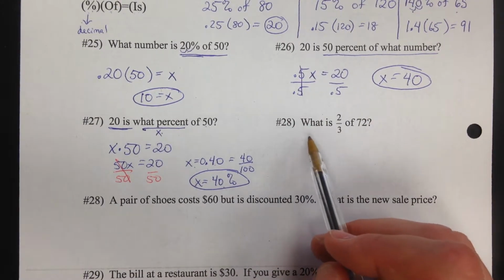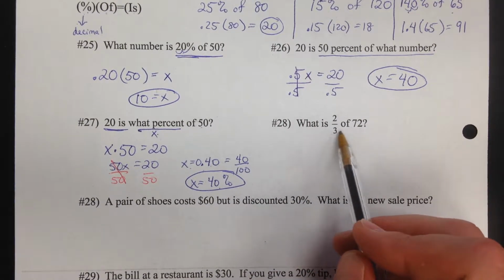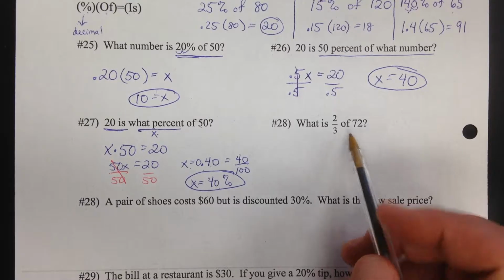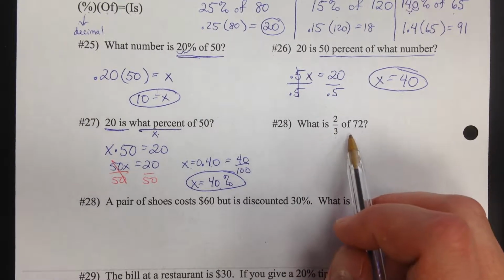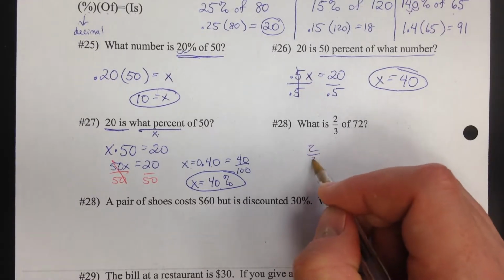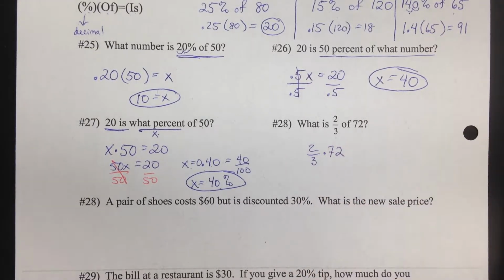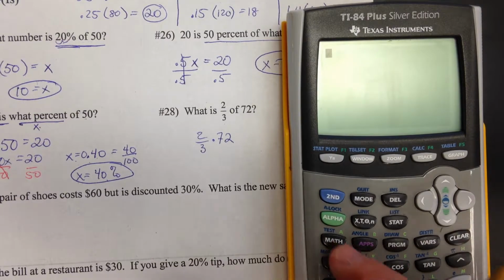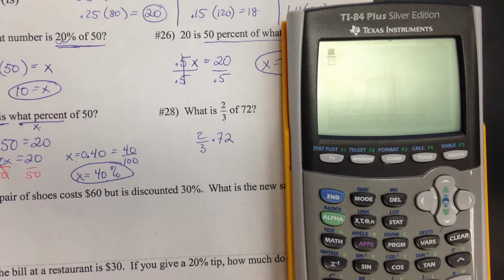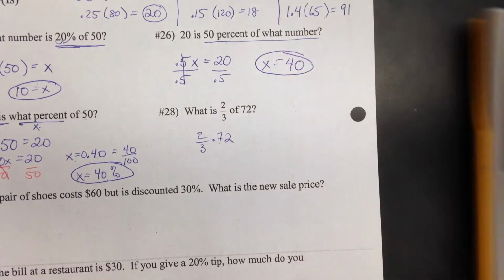Now number 28 is a fraction problem. What is 2/3 of 72? Whether it's a percentage or a fraction of a number, it means to multiply. So it's 2/3 times 72. And you can use the calculator, and actually I'll do it this way. I'll do alpha y equals. I'll type 2/3 as a fraction, so 2/3 times 72, and we get 48.